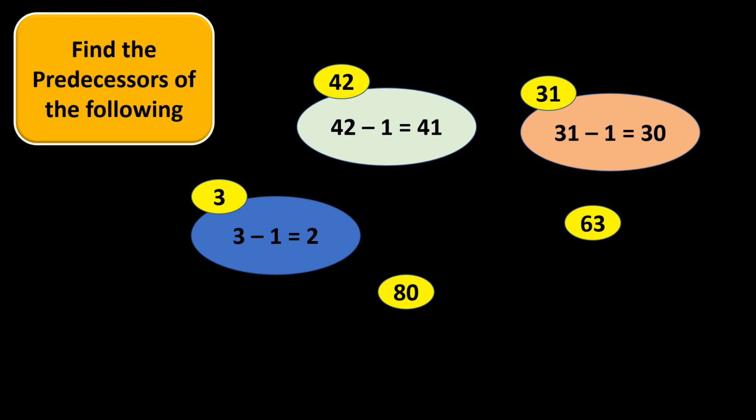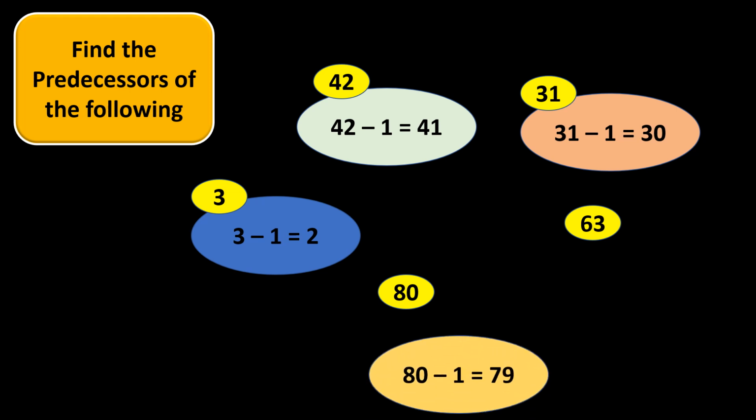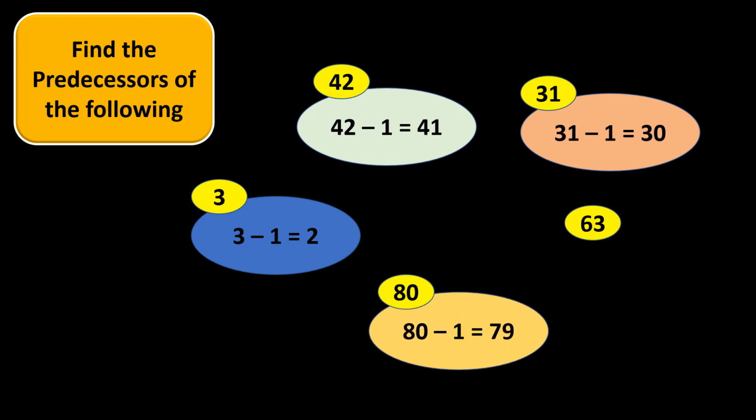If you have solved already, you can recheck the answer. Take away 1 from 80. That is 80 minus 1 gives you how much? 79. 79 is the predecessor of 80. 80 minus 1 equals to 79.